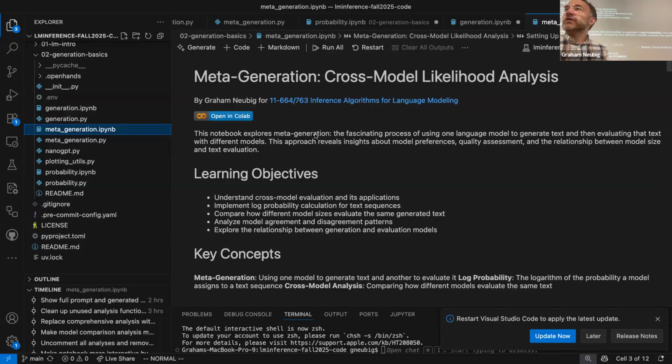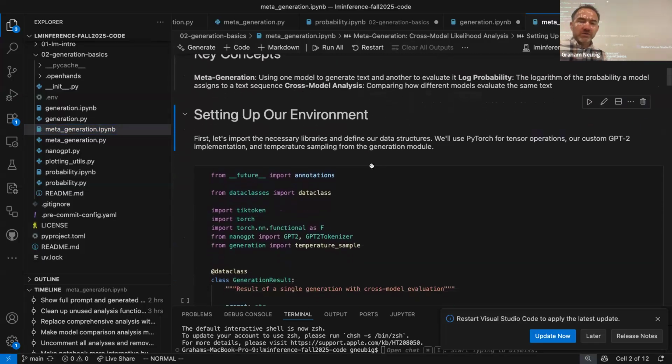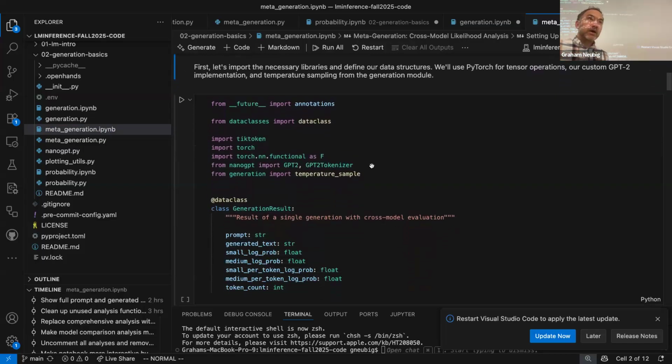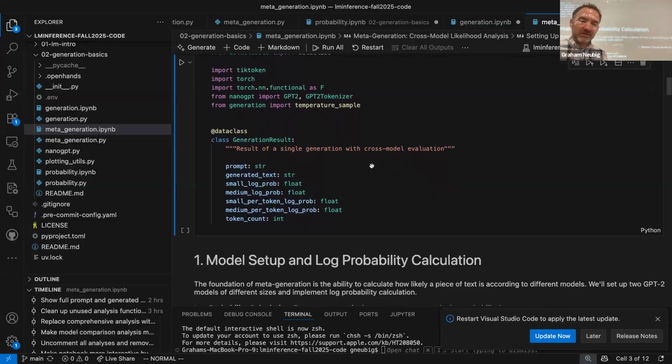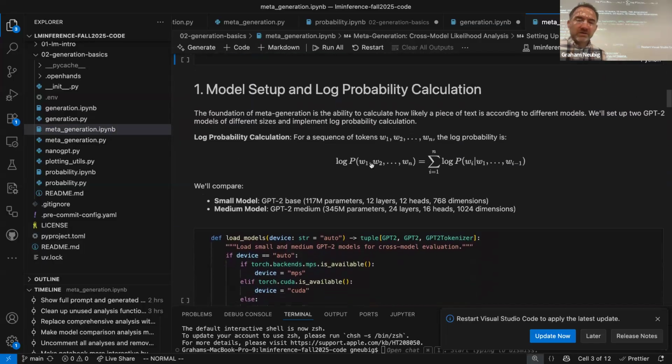So the final thing I'd like to talk about is meta generation algorithms. This is going to be a big theme of the class, and this is the simplest possible meta generation algorithm, which is re-ranking. What I want to do is re-rank the output of GPT-2 small with GPT-2 medium. So we have a bigger and stronger model, and then the smaller model that generates.